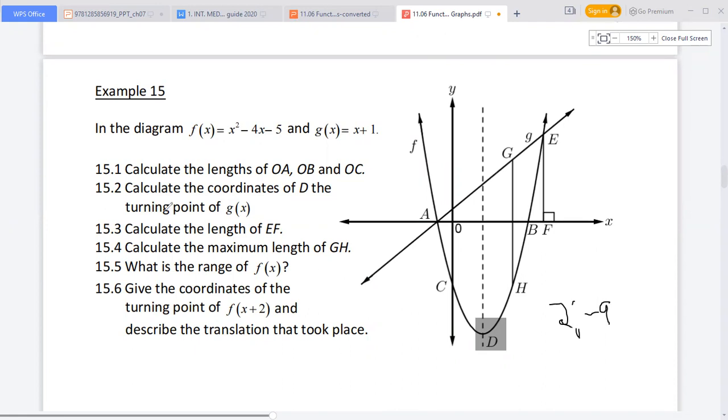And then the next question is calculate the length of EF. Where is EF? EF is this length here, right? That is EF. What you basically have to do, because this one looks a bit tricky, but that's always the case with mathematics, right? Things look a bit hectic until you do it. So what I want you to realize is that when you want the length of EF, we are only focused on the y-axis. It has nothing to do with the x.